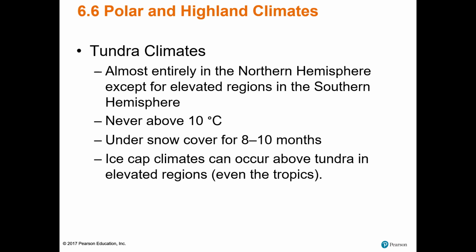In tundra climates, they are almost entirely in the northern hemisphere except for elevated regions in the southern hemisphere. They never go above 10 degrees Celsius. They're under snow cover most of the year, 8 to 10 months, depending upon the yearly conditions. And the ice cap climates can occur above tundra in elevated regions, even in the tropics. So you can have highland climates that have continual ice coverage in tropical regions if they are at a high enough altitude.